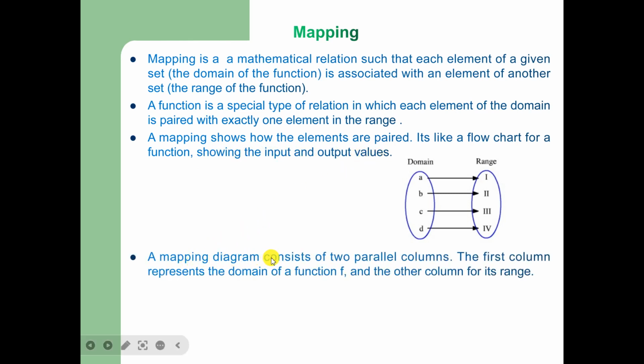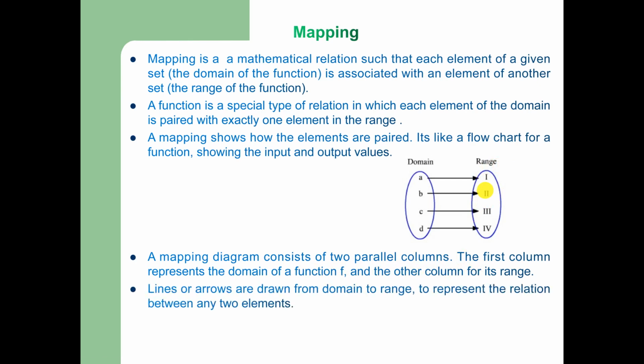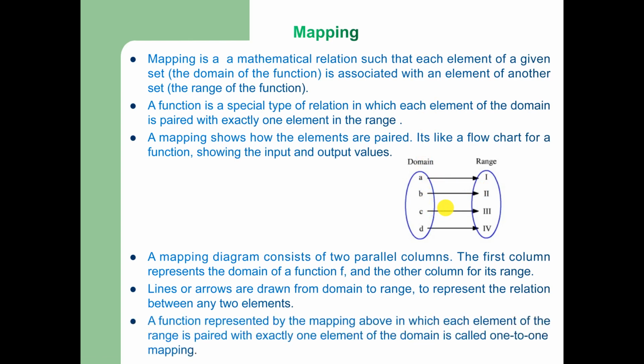A mapping diagram consists of two parallel columns, just like this. The first column represents the domain of the function f, and the other column represents the range of this function. Lines or arrows are drawn from the domain to the range to represent the relation between any two elements. A function represented by the mapping above, in which each element is paired with exactly one element, is called a one-to-one mapping.